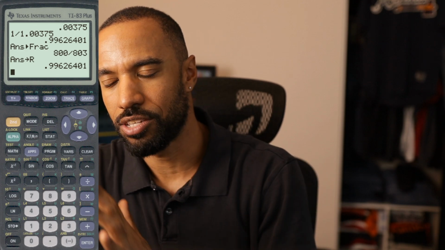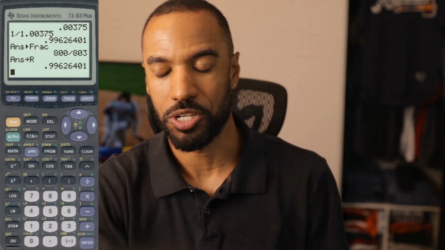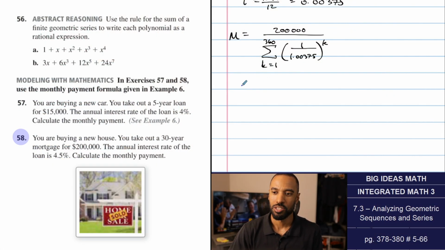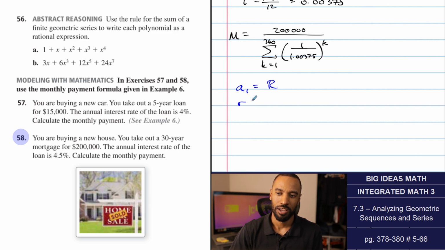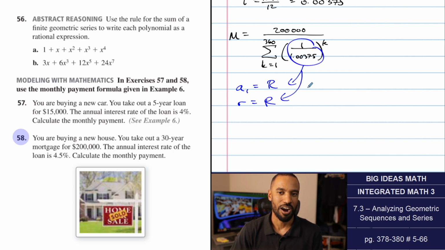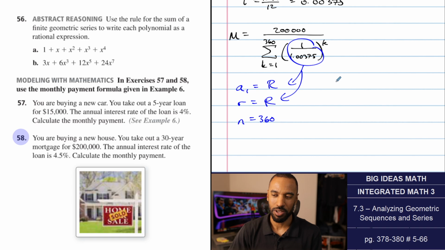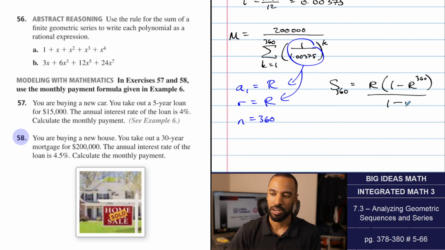Great. That's both your A sub 1 and that's your common ratio. Your A sub 1 and your common ratio are the same thing in these particular problems. So A sub 1 equals R. Common ratio is R. These are storage variables in the calculator. Please understand what I'm doing with those. It's this number here. R is that value. And then N is 360. So when I do this in the calculator, I get to do this. S sub 360 is going to be A sub 1 times 1 minus R to the N power over 1 minus R.